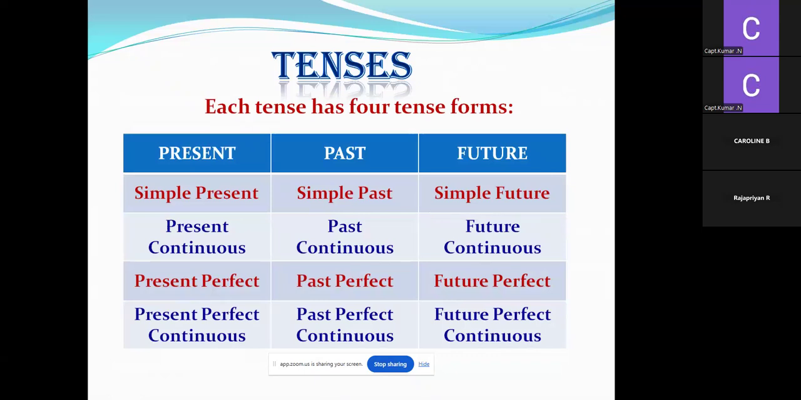But out of these 12 tense forms, we use almost 7 or 8 tense forms in our day-to-day conversation. The past perfect continuous and future perfect continuous, we mostly don't use in our day-to-day conversation, but they are necessary for the people who write stories, who write novels, or who write articles.